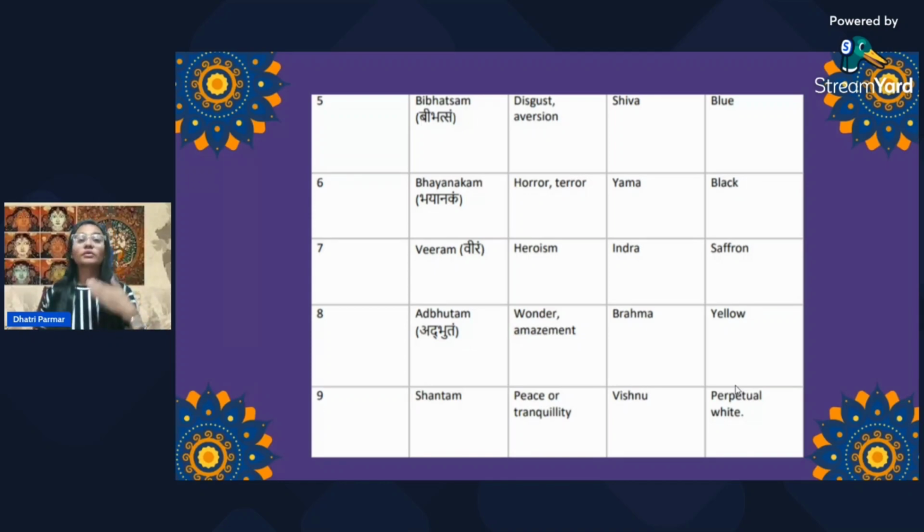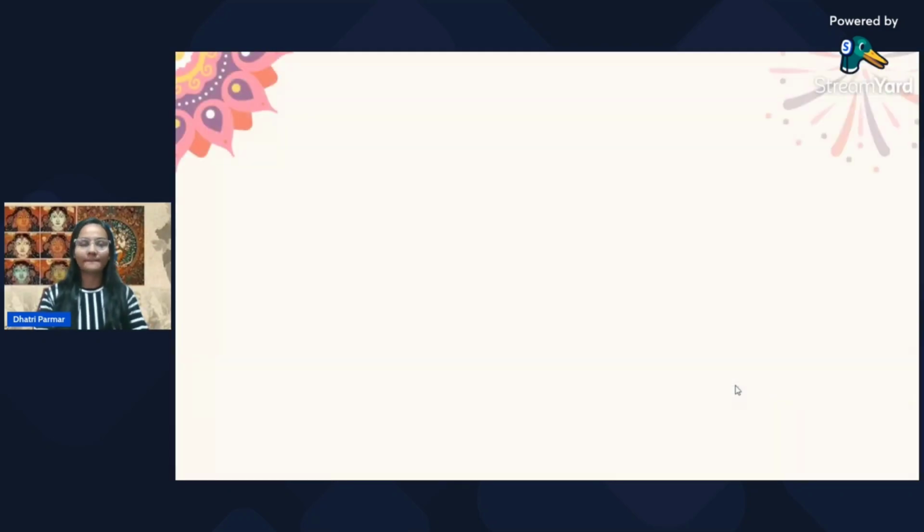And the ninth, which was later added by Abhinavagupta, is the rasa of Shanta, that arises a bhava of peace and tranquility, and the deity of it is Vishnu, and its color is perpetual white. In that sense, Buddha's face is connected with Shanta rasa, and it helps to evoke Shanta rasa in humans.